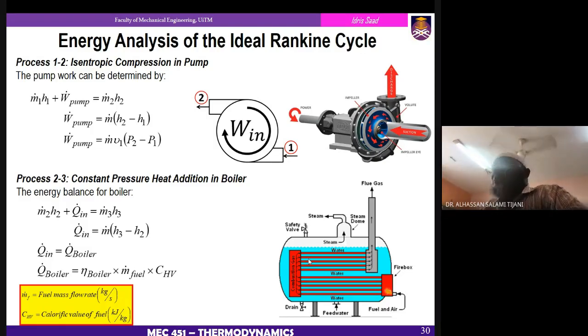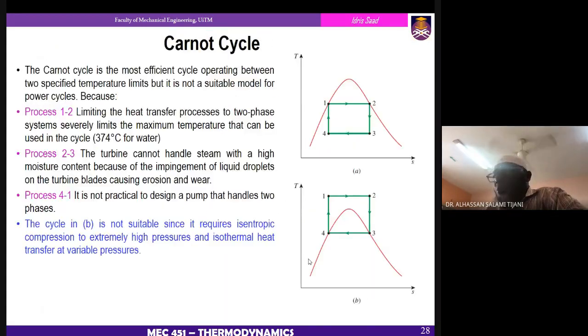Okay, and then we started with the analysis of steam power cycles. First we look at the concept of the Carnot cycle. I've told you that the Carnot cycle is the theoretical cycle for steam power cycles, and it has the highest efficiency compared with any other actual steam power cycle. Because of what? Because all the processes involved in the Carnot cycle are reversible.